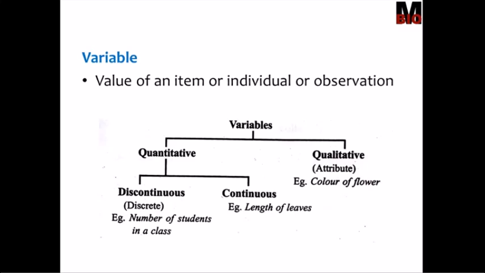Then qualitative variable is an unmeasurable variable. It is a descriptive variable. It is also called attribute. Example, color of flower, color of skin, wrinkled seed coat, etc.